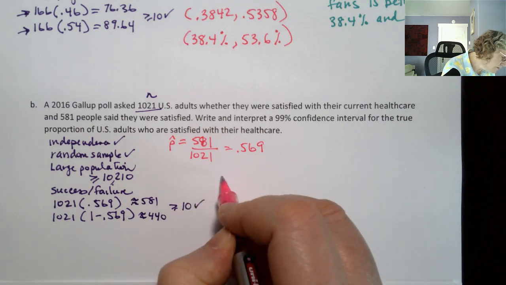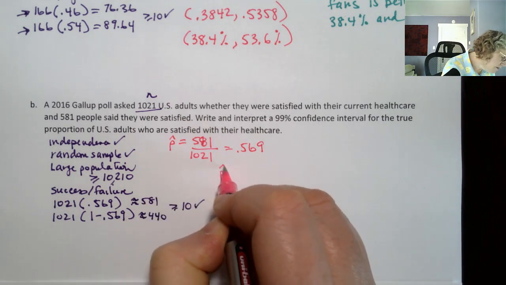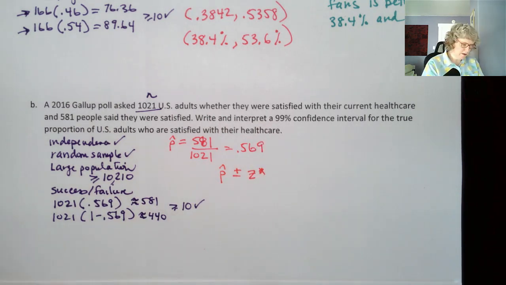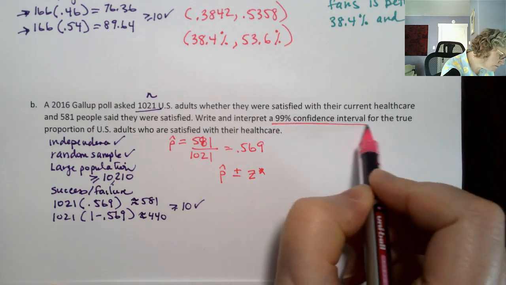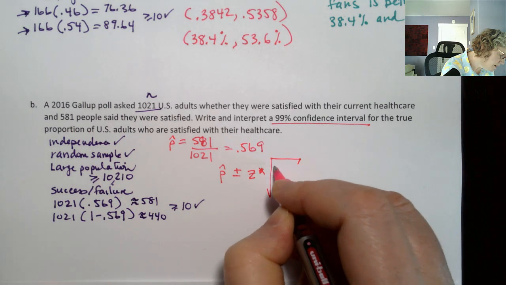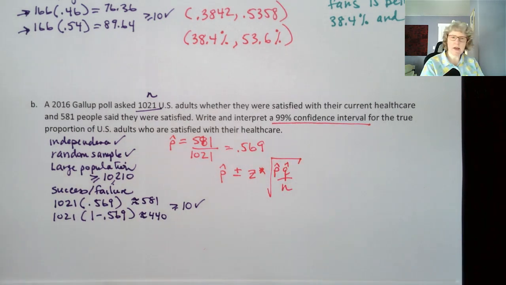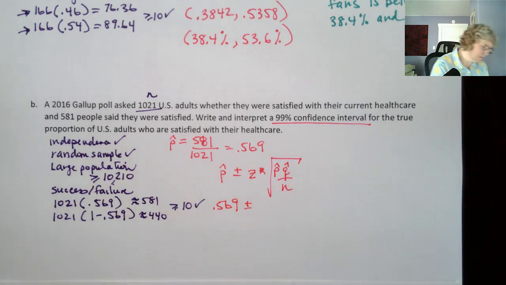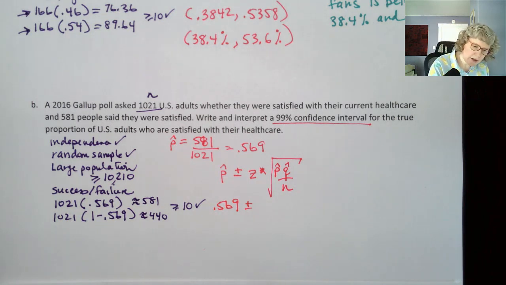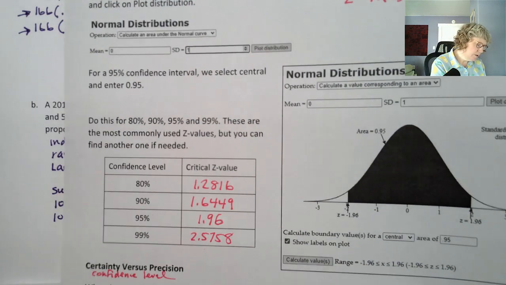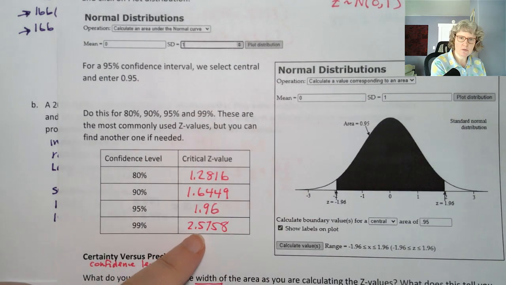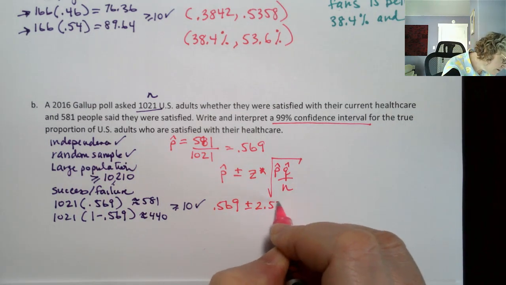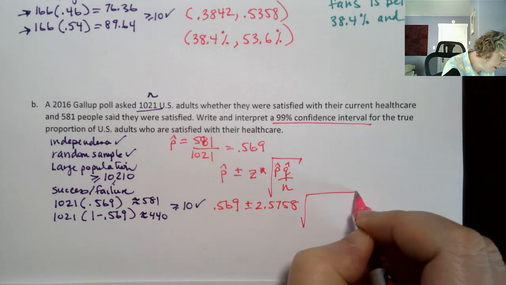So our p hat, I'm going to shift this over a little bit. I'm going to write my formula, p hat plus or minus z star. Oh, that's right. We got to think about our confidence level. Times the square root of p hat q hat over n. Okay, let's plug everything in. Our p hat is 0.569 plus or minus z star. So I've got my last notes page here. We're doing 99% confidence. So this is 2.5758 times the square root.